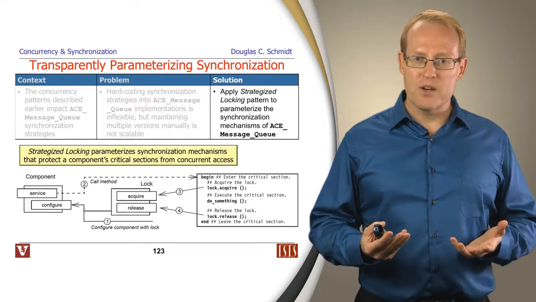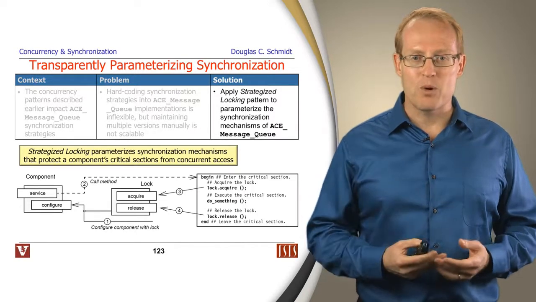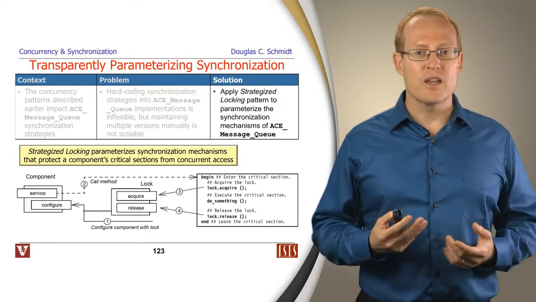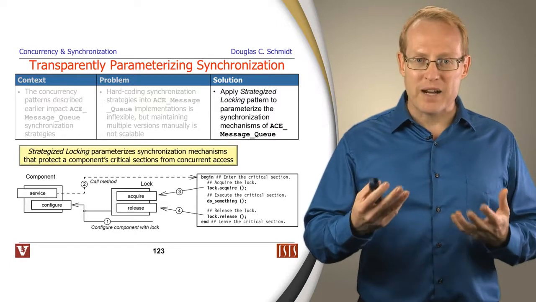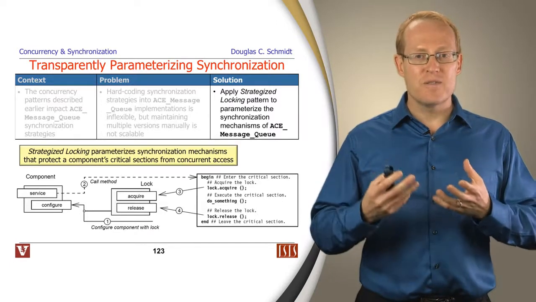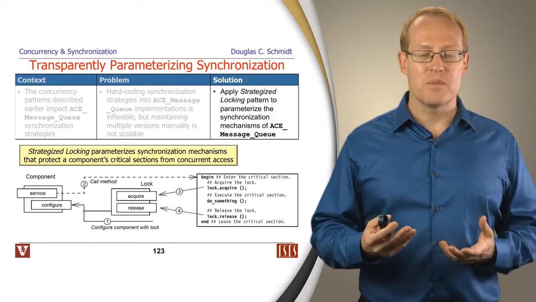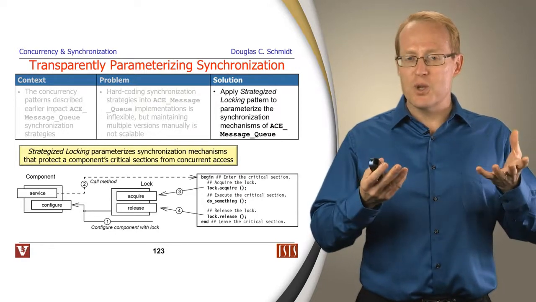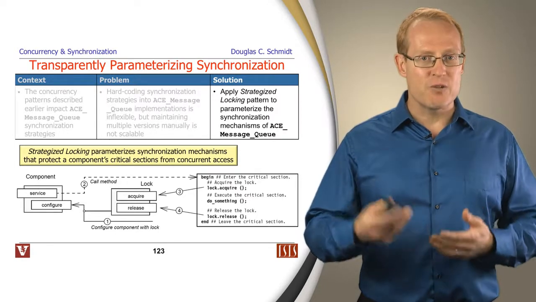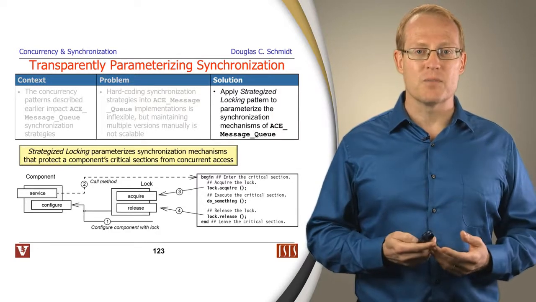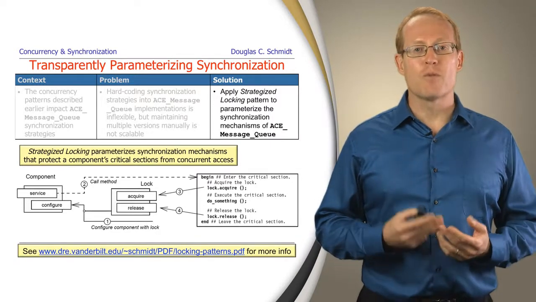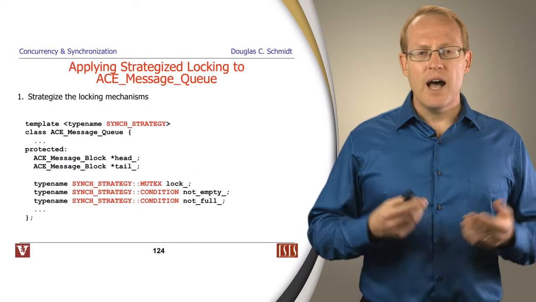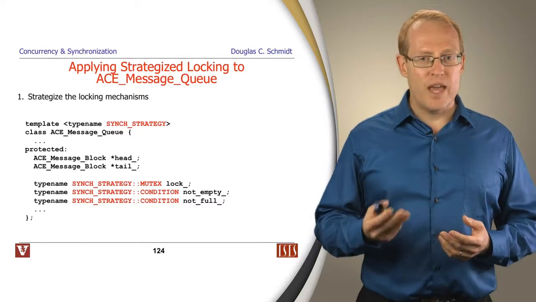This pattern appears in the POSA 2 book, and I'll give you a link to a paper where it appears as well. And basically what it does is it allows you to treat synchronization as a first-class citizen from an aspect perspective. And you can strategize different synchronization mechanisms via a common interface. So we can use that to keep, say, ACE message queue fixed and then change its synchronization properties without changing other parts of its implementation. Take a look at this URL for more information about this particular pattern, which again appears in the POSA 2 book as well.